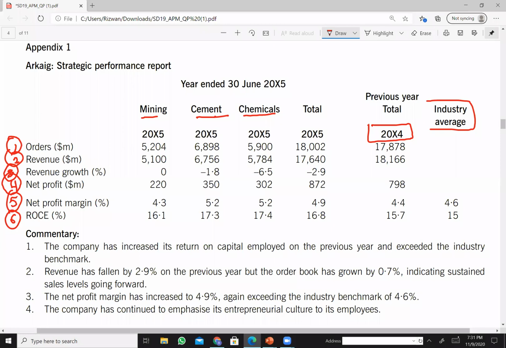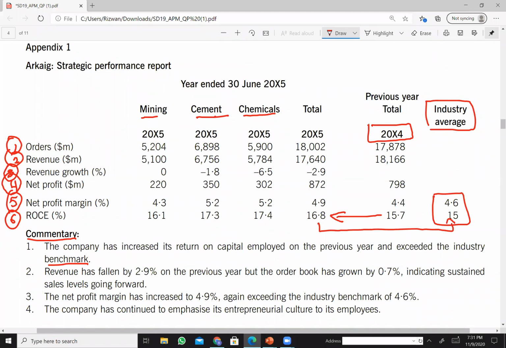We are also given industry average in relation to two things, that is net profit margin and return on capital employed. And this is very good for benchmarking purposes. So benchmarking is something you have to keep in mind. Commentary: the company has increased its ROS on the previous year and exceeded the industry benchmark. So we can see here that from the previous year it improved, and from the industry as well it exceeded.